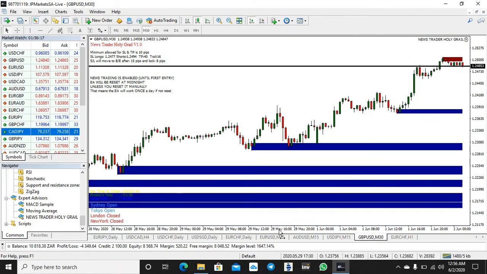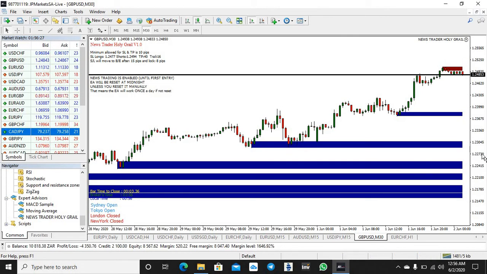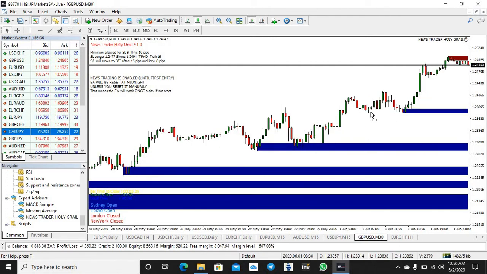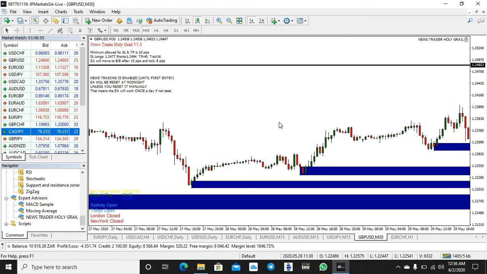So we're gonna use our channels to determine entry points. I love using channels because channels are adaptive to any market conditions. If you are having a consolidating market, you can rely on channels. If you are having uptrends, downtrends, you can use channels in almost any market conditions. The reason most traders are failing is because their strategies cannot adapt to different market conditions.